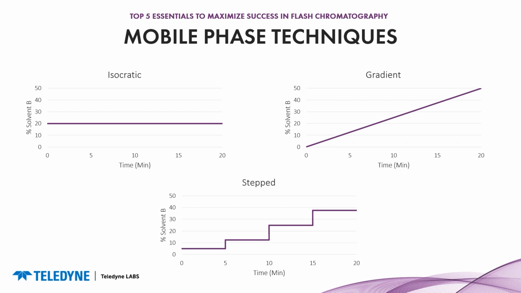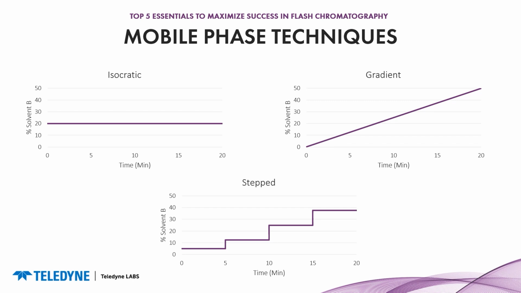Now, there are also some different mobile phase techniques that we need to look at. The first of which is an isocratic run. An isocratic run is going to keep your percent of solvent B consistent throughout the run, or the percentage of your strong solvent consistent amongst the whole entire run. So in this case, we have an isocratic run at 20% solvent B. So it's going to remain at 20% solvent B throughout the whole entire 20 minutes.